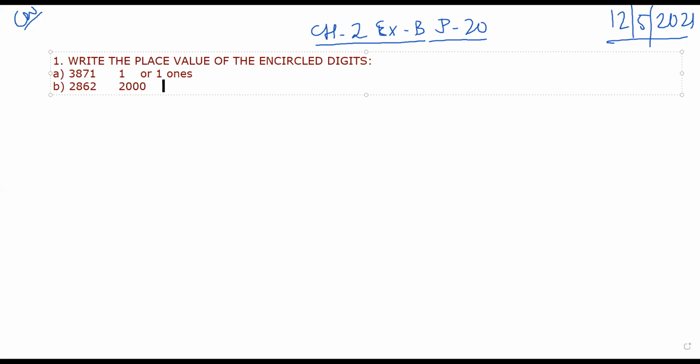After that, give some space, 2000. Like this way, you will fill the entire things in your copy. And in your copy, please encircle. Okay. Please encircle. Okay, encircle means where you are just taking out. Here space will be there, space has not been taken over here.